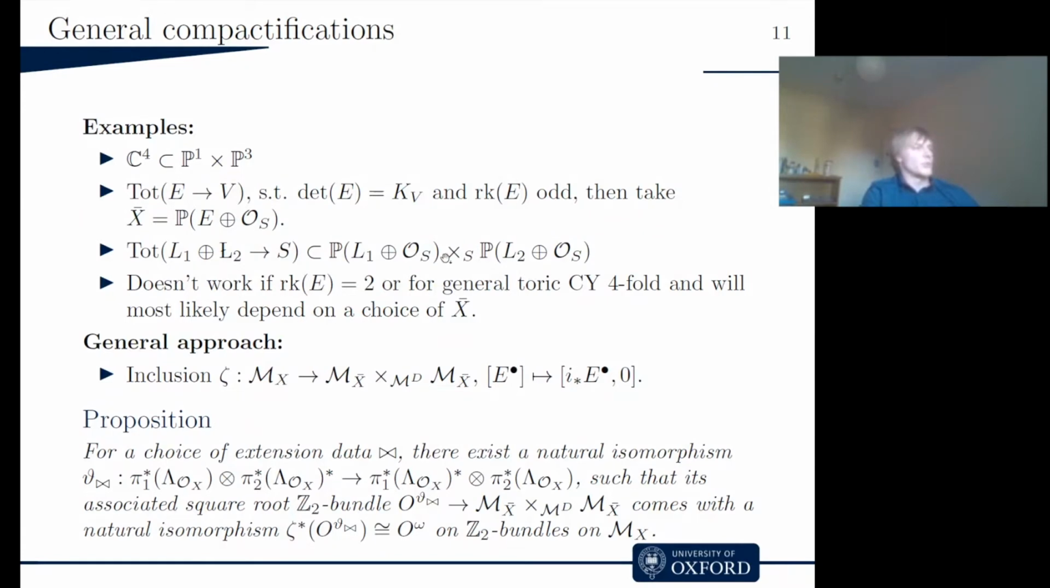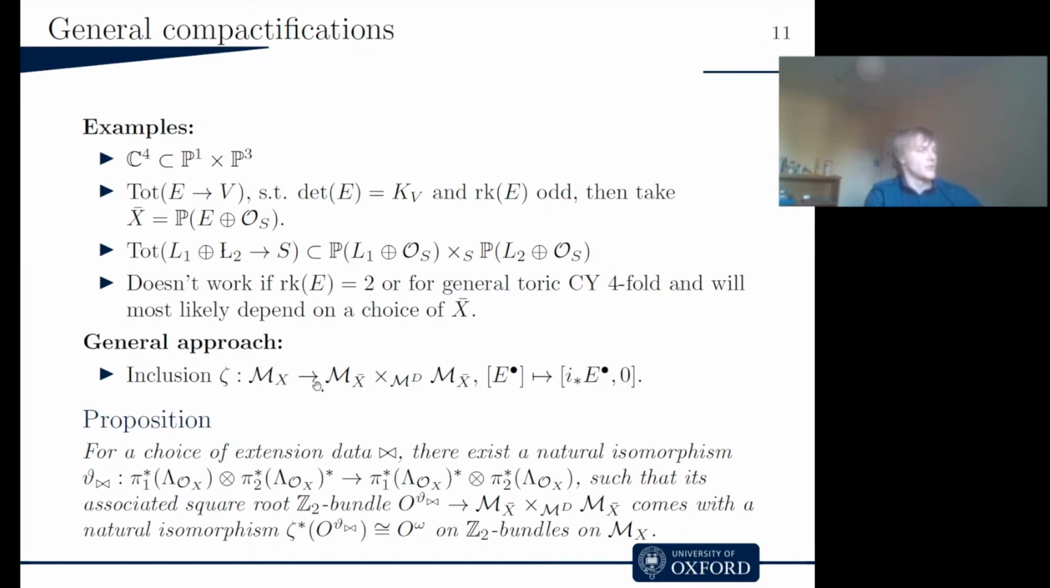The issue with this approach, like I said, is that it is not very natural. I think it probably wouldn't be possible to say that the orientations one gets in this way would, I mean, I'm quite certain that the resulting orientations would depend on a choice of a spin compactification.